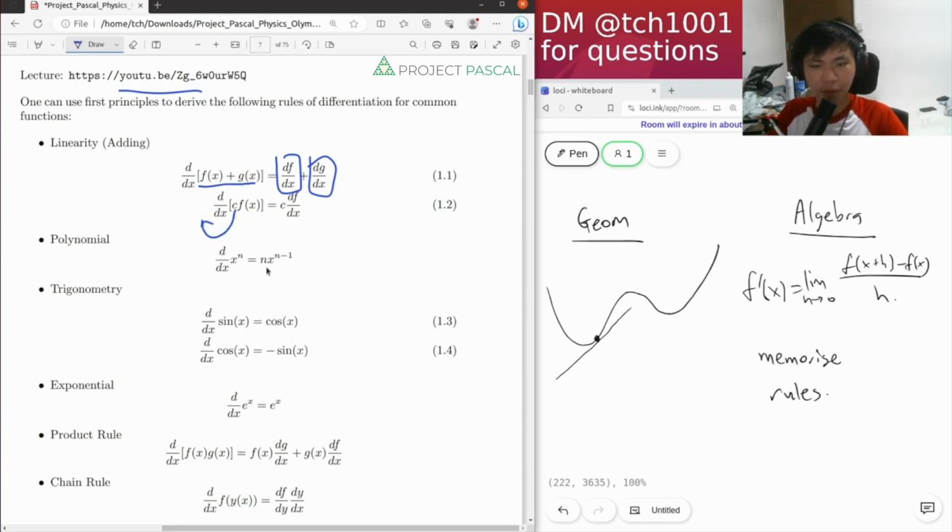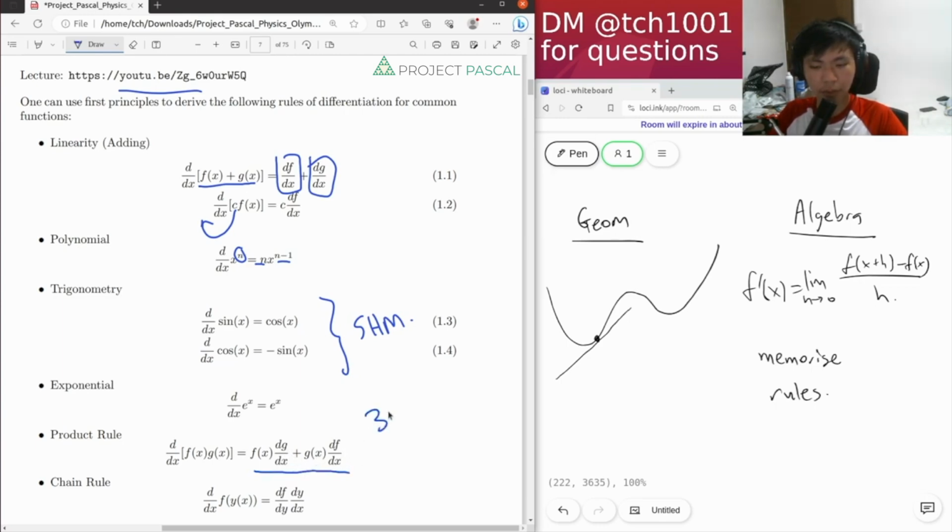If I differentiate a polynomial, the exponent drops down and the exponent decreases by 1. For trigonometry, if I differentiate sine, I get cosine, and if I differentiate cosine, I get minus sine. This is going to be useful for simple harmonic motion. For the exponential, the derivative of e to the x is e to the x itself. And for the product rule, the derivative of the product of two functions is given by f dg/dx plus g df/dx.